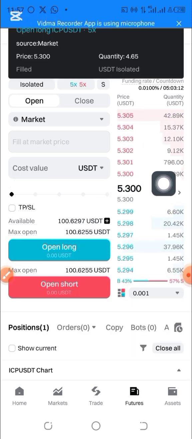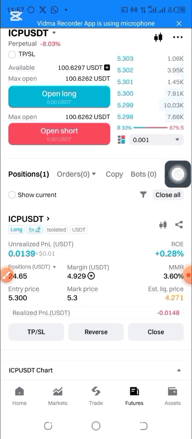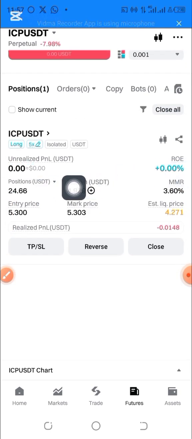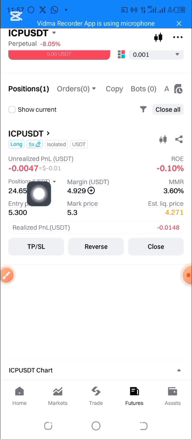Alright, successful. So if I come down here to see my position, I'll be having $25 here. I have entered this ICP trade with just $5 at 5x under isolated mode. So I'm having $25 as my position under ICP. And you can see here I will get liquidated once the price of this ICP gets to 4.271 cents. Then I will come here and set my stop loss and my take profit. I've made a video about how to set your stop loss and your take profit. Can you go and watch my previous videos on futures trading?